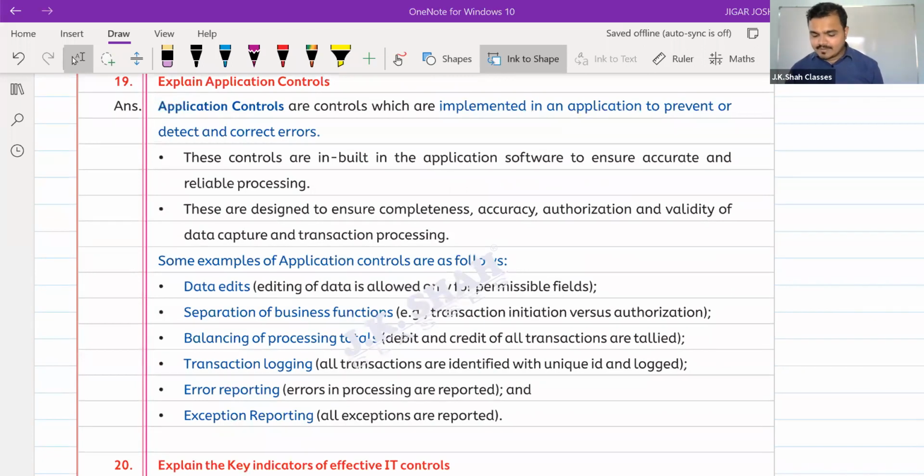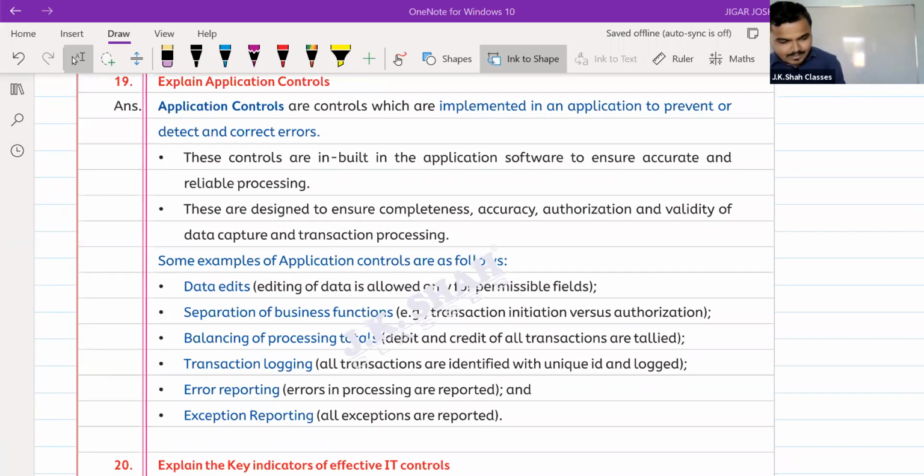Am I audible to everyone, chartered? Yes, sir. Okay. So now we are going to refer to a very important question called application controls. What do you mean by application controls? Sir, the controls which reside inside the application only. Yes or no? Yes, sir.